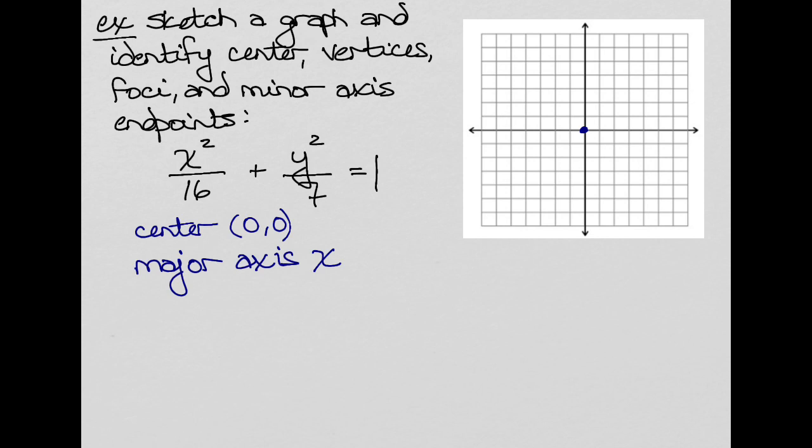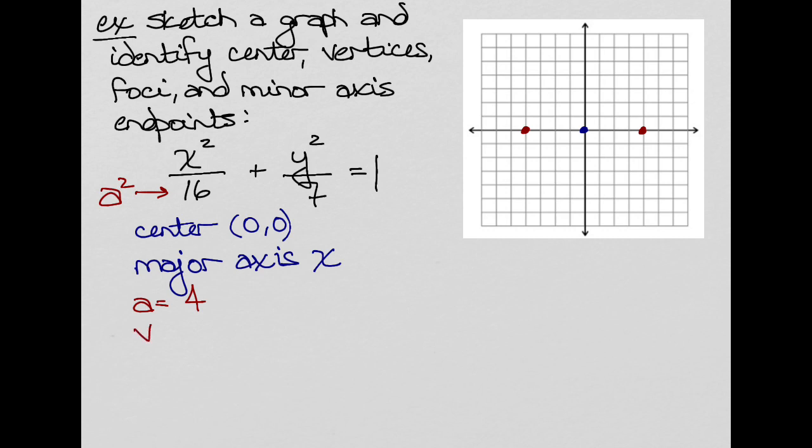All right, so the number underneath the x term here is 16. a is the big one, so that's a squared. If a squared is 16, that tells me a is the square root of 16, which is 4. So from the center, I'm going to go along the major axis a distance of 4, both directions, to get to the vertices. There's a vertex. There's a vertex. The x-axis is the major axis, so I'm going left to right.